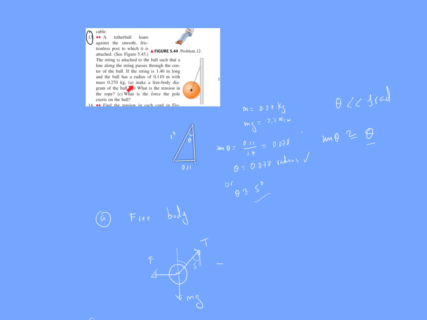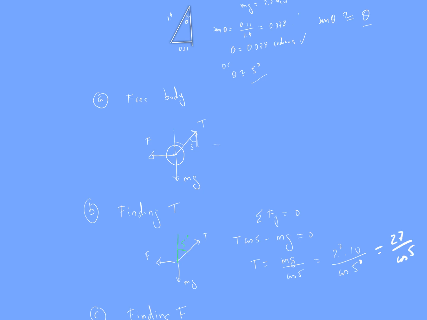So the first question says, make a free body diagram. Well, I see three forces acting on the body. The tension going in this direction. This is 5 degrees. This is also 5 degrees. So there is the tension, the weight mg, I know the m, I know the g. I know mg going downwards, and the force that the wall is doing on the object.